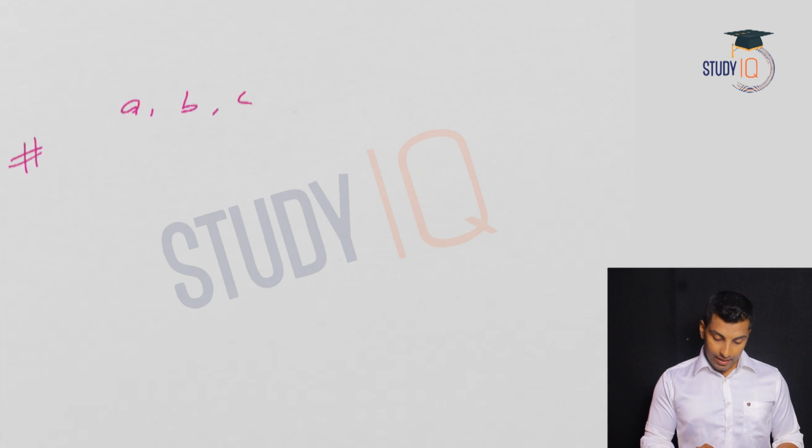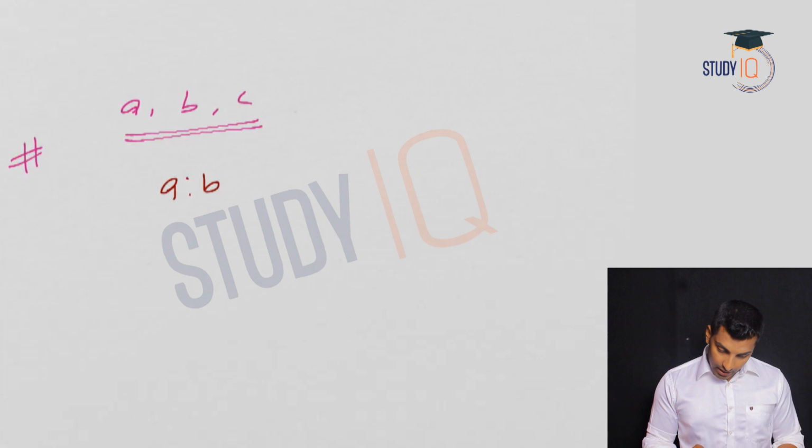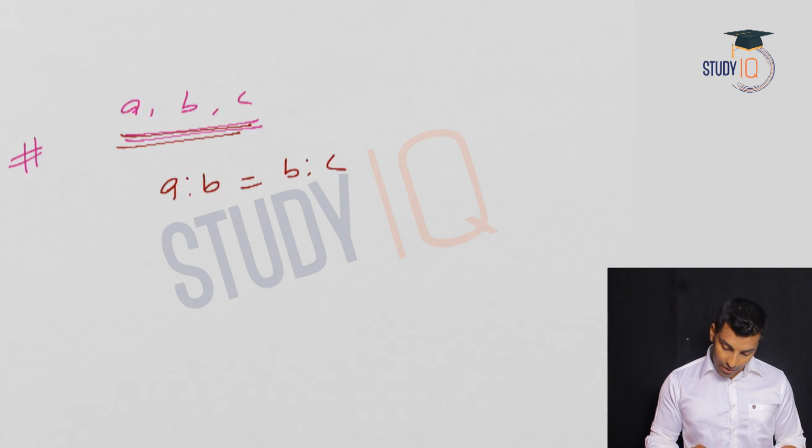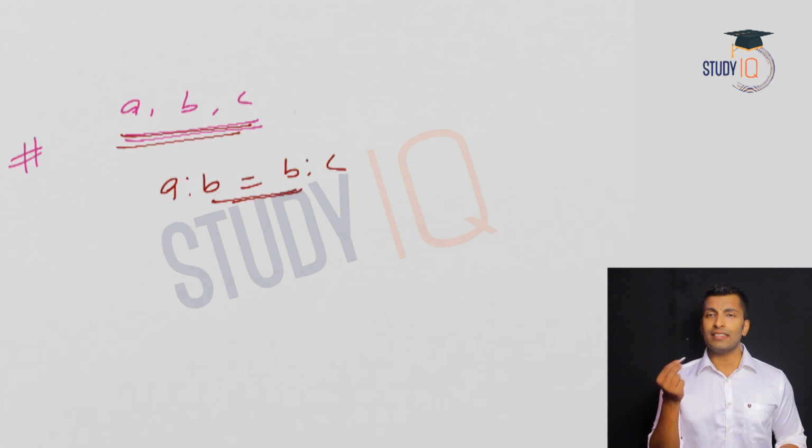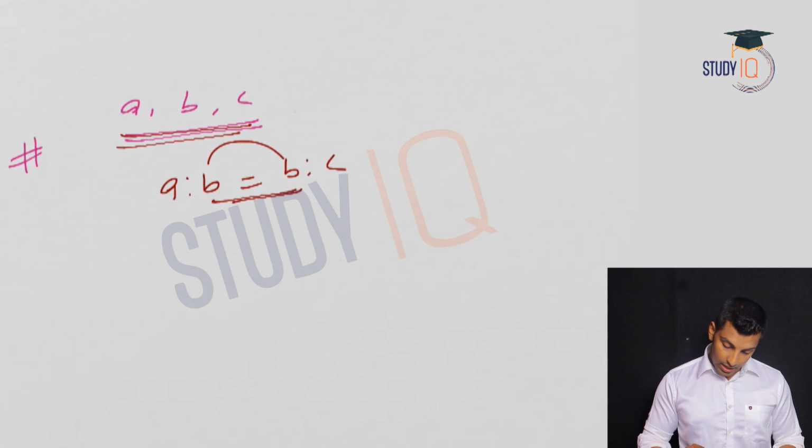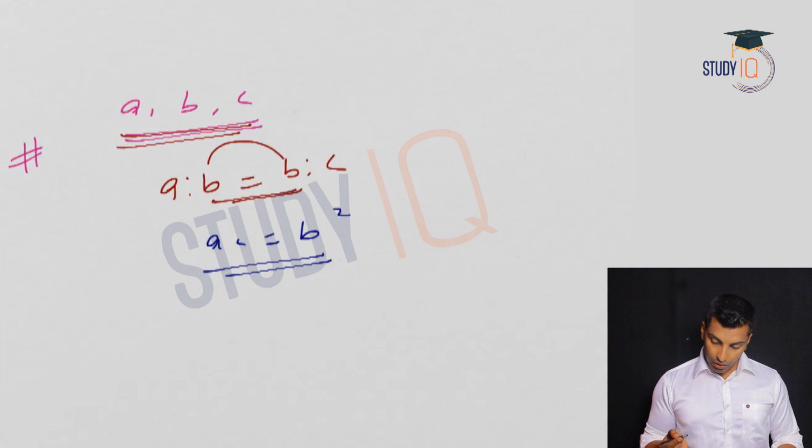Now the next property is, if three quantities A, B, C are in continued proportion, it means A is to B equal to B is to C. So for three quantities in continued proportion, again the same property you will apply. Here the mean means B only. So here AC will be equal to B square.